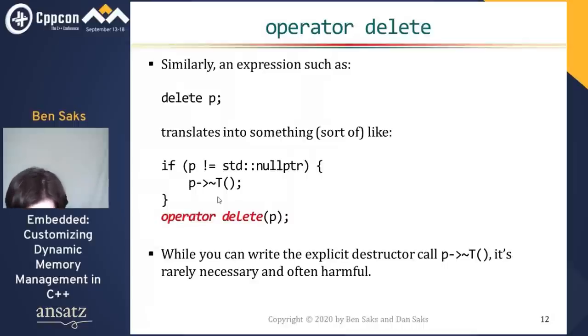Is the check that P is not equal to nullptr generated? Yeah, the idea is this delete expression translates into something under the hood that looks like this. You write this code, and what the compiler does is it takes care of checking to see whether the pointer is null for you. If the pointer isn't null, then it has work to do to delete the object, to call the destructor on the object that P points to. And then the last step is to release the memory associated with P.